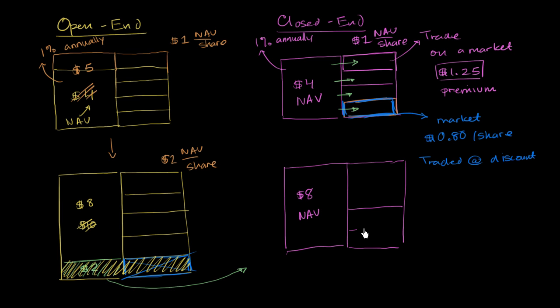Let me draw the 4 shares. We now have a $2 NAV per share. And these shares could be trading at any price. It could be trading at $2.50. It could be trading at $1. If it's trading at $2.50, it's trading at a premium to its NAV per share. If it's trading at $1.50 now, it's trading at a discount to its NAV per share.